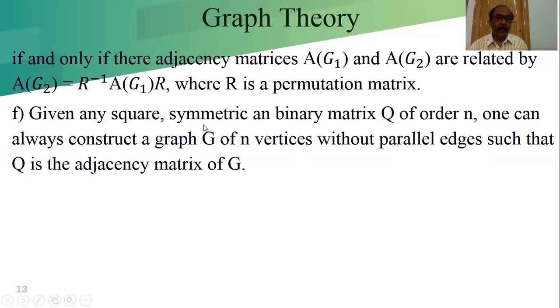Given any square symmetric binary matrix Q of order n, one can always construct a graph G of n vertices without parallel edges such that Q is the adjacency matrix of G. That means for a symmetric adjacency matrix, considering that there are no parallel edges, we can easily construct the graph G from the adjacency matrix.